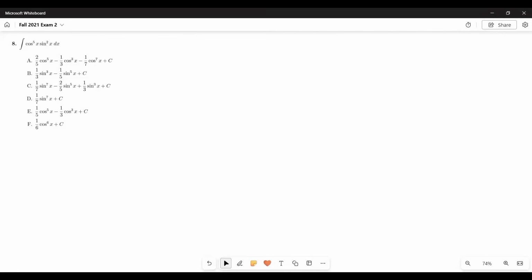Okay, so this question asks to integrate cosine to the fifth power of x times sine squared x dx. Okay, so let's write it. Cosine to the fifth x sine squared x dx.